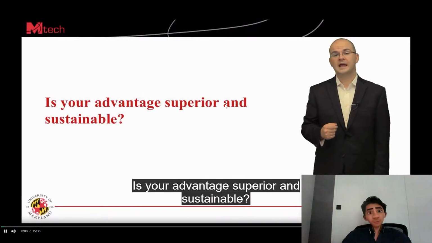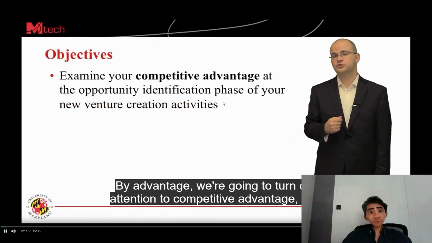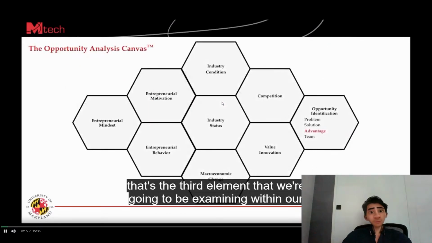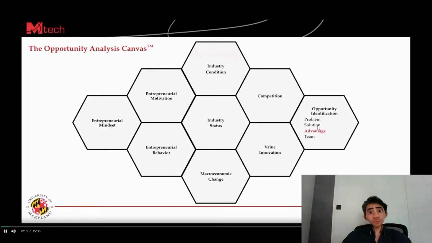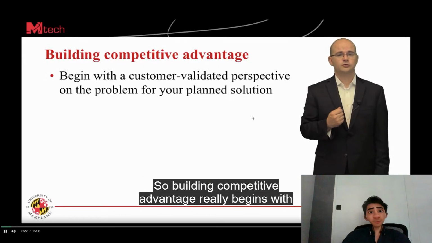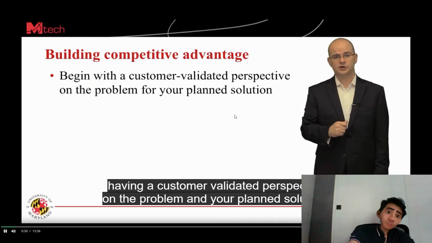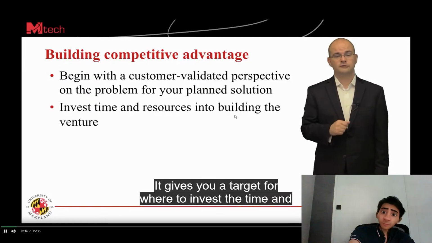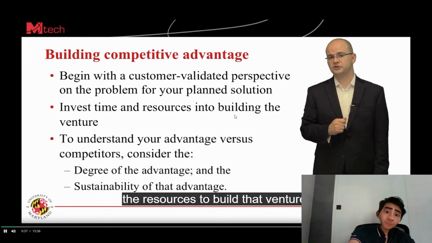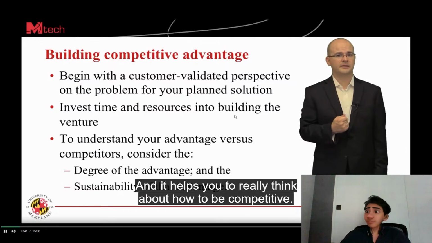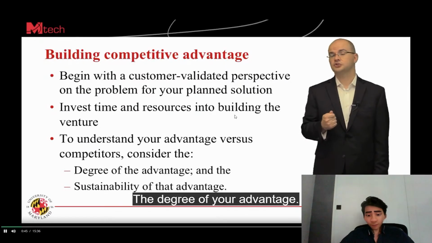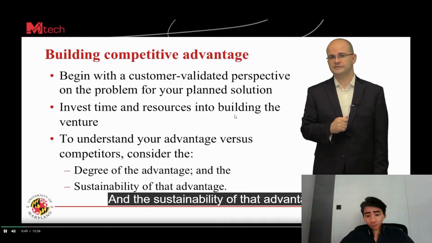Is your advantage superior and sustainable? By advantage, we're going to turn our attention to competitive advantage, and that's the third element that we're going to be examining within our opportunity identification discussion. So building competitive advantage really begins with thinking about customer validation and having a customer validated perspective on the problem and your planned solution. It gives you a target for where to invest the time and resources to build that venture. And it helps you to really think about how to be competitive, which requires consideration of two elements, the degree of your advantage and the sustainability of that advantage.